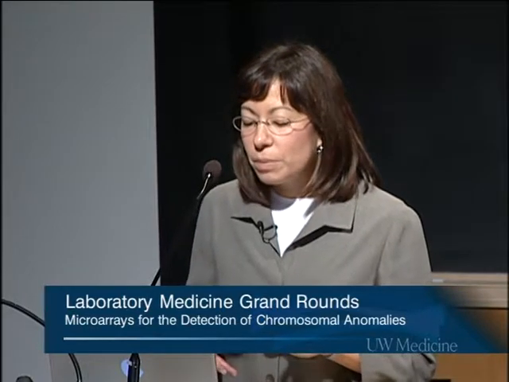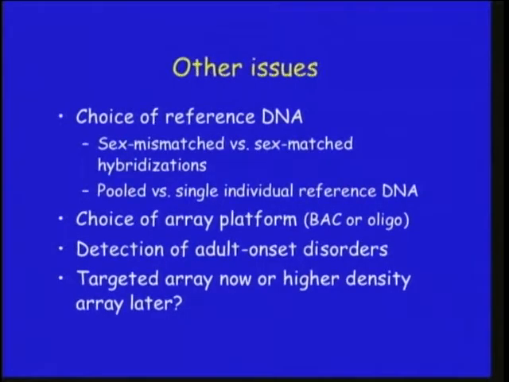And another potential problem with the arrays is that, for example, on the array we're using, there are regions that have coverage that are known to cause adult onset disorders. So for instance, there are clones in the Charcot-Marie-Tooth locus. And the problem with that is that you're not supposed to test asymptomatic children for adult onset disorders, and yet you may incidentally find an abnormality in one of these regions. Then it's unclear whether it should be reported, and it creates a counseling dilemma for your clinicians.